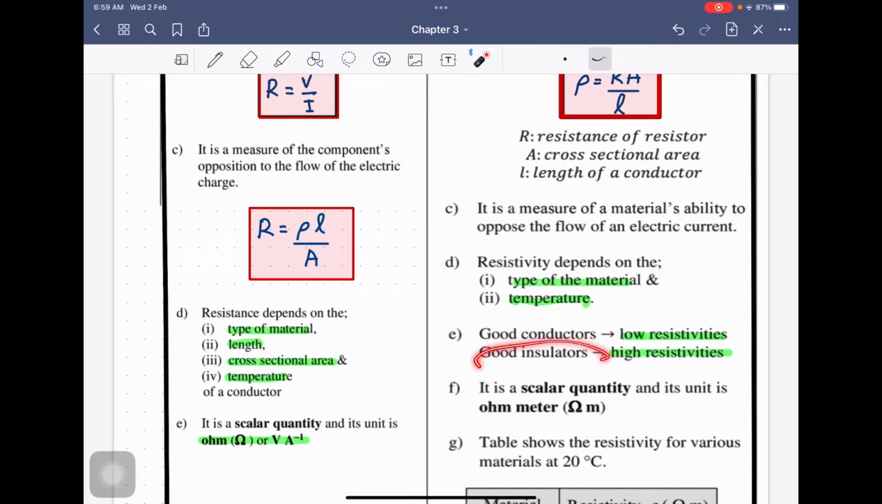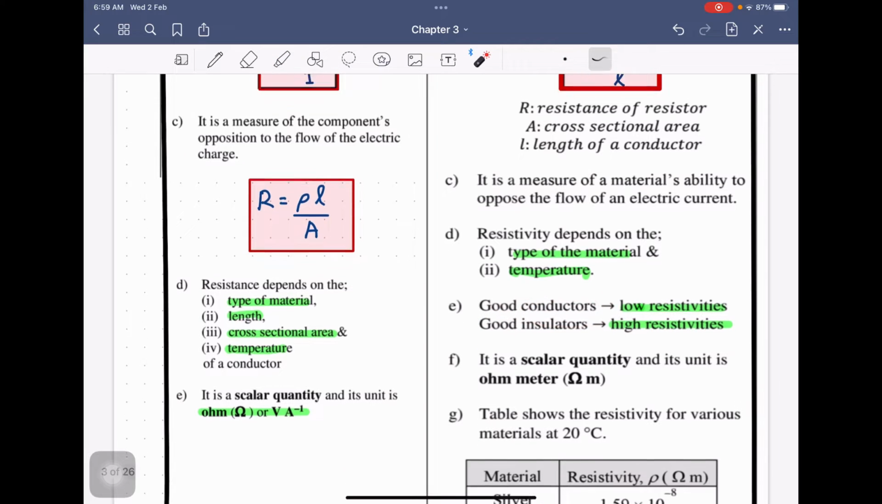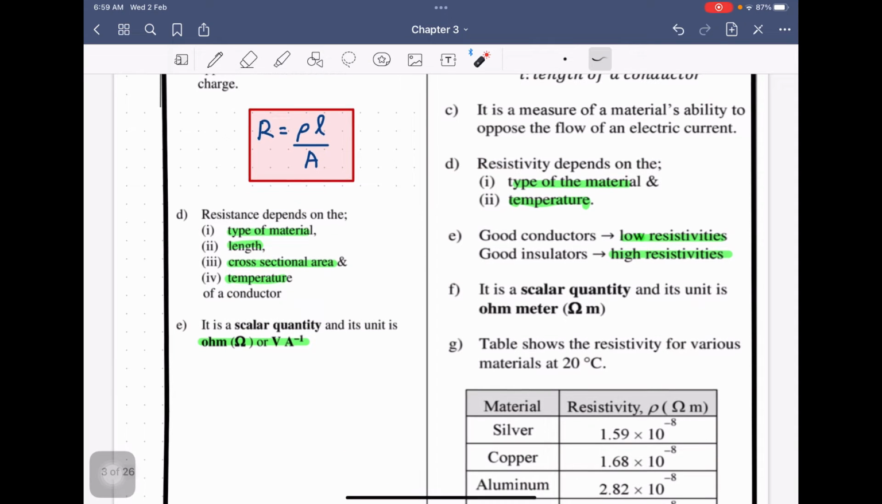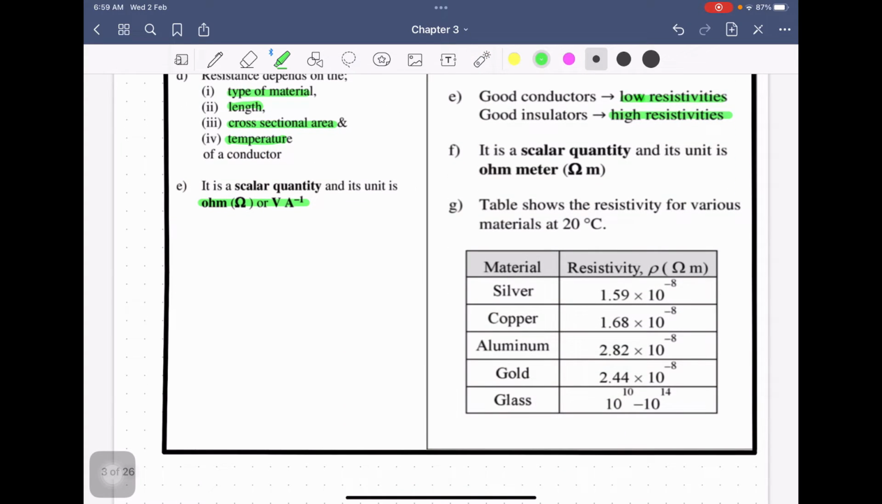Okay, so good conductor dia akan ada low resistivity. Good insulator dia akan ada high resistivity. Okay, so resistivity adalah scalar quantity dan dia punya unit adalah ohm meter. Okay, table show the resistivity of materials, okay, for various material at 20 degrees Celsius. Okay, silver, copper, aluminium, gold and glass. Okay, kalau kita boleh lihat glass, okay, dia ada high resistivity di sini. So, kat sini nak menunjukkan glass is a good insulator.